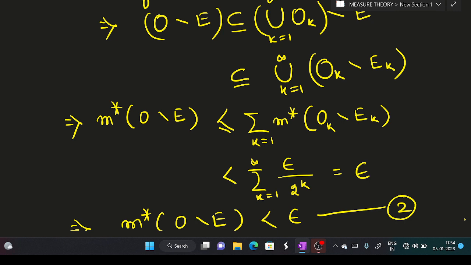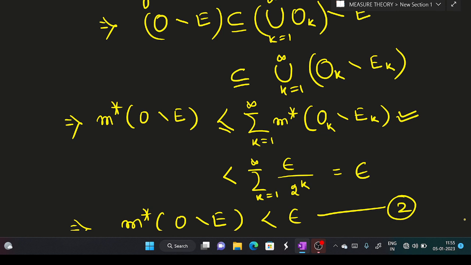According to the countable subadditivity property, the outer measure of a countable union of sets is less than or equal to the sum of the outer measures of the sets. So according to that, this condition holds true. Now, each outer measure m star of O_k minus E_k, what is its value? Its value is epsilon by 2 to the power k, for which the sum ranges from k equal to 1 to infinity.